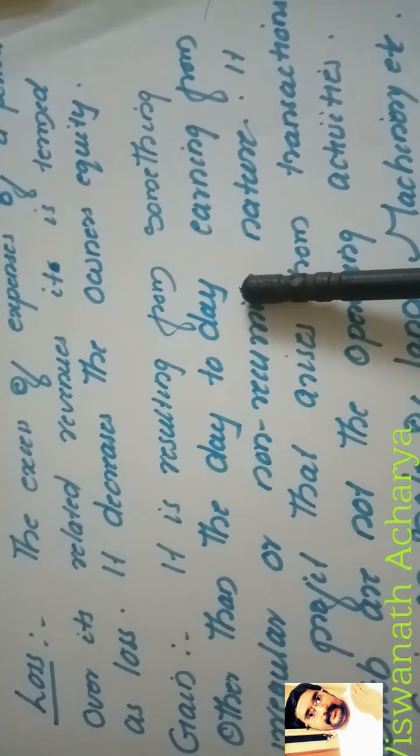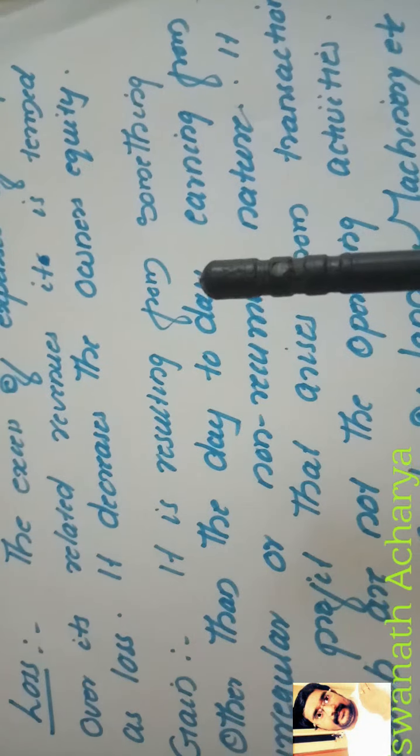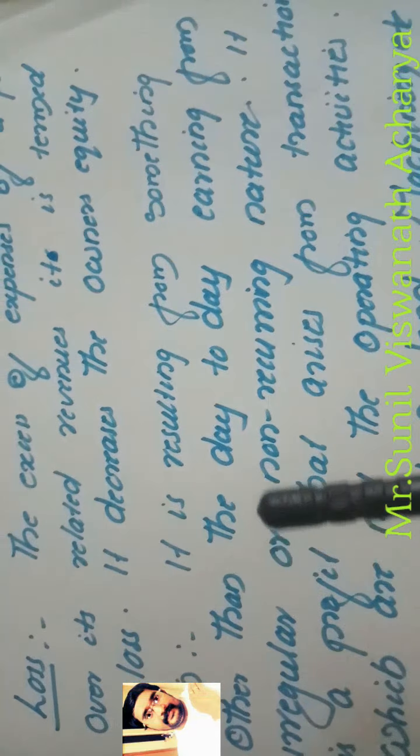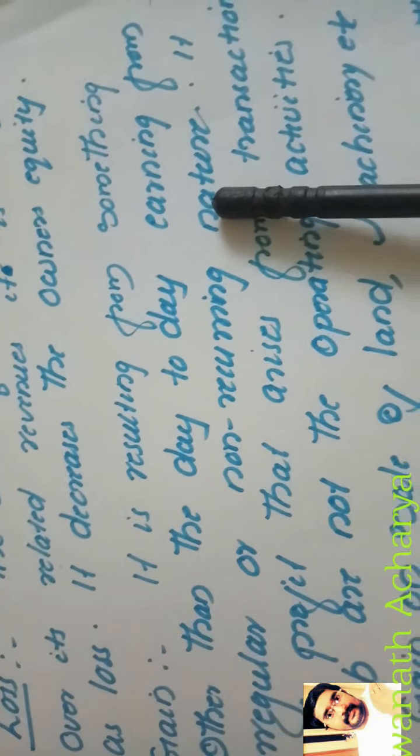Then the next term is gain. Gain is a result from something other than the day-to-day earning, from an irregular or non-recurring nature. So other than the normal business operation, that means through irregular or non-recurring nature, any profit you get is gain. Gain is a type of profit, but that profit we are not getting from the day-to-day operations; we get it from irregular or non-recurring operations.